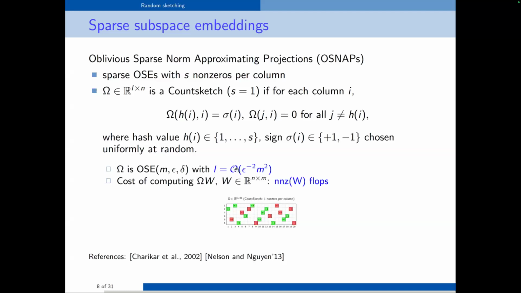The sketch dimension in theory is going to be larger, so it's epsilon to minus 2 m squared when I pick only one non-zero per column. But there are new results in which we can pick up to log n non-zeros, and then this m squared goes down to m log m, or a logarithmic factor multiplied by m. And so in this case, the number of floating point operations is equal to the number of non-zeros in the matrix W. So it's going to be cheaper. But this is a fundamental operation that we'll have to do when we use randomization. So if we want randomization to work well, we should be doing this first step very efficiently.